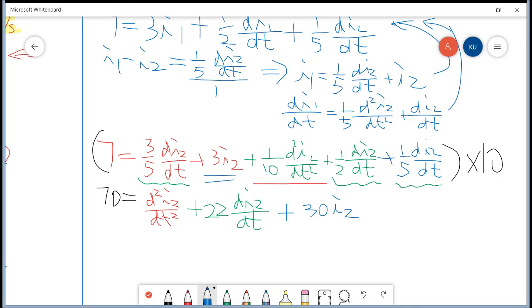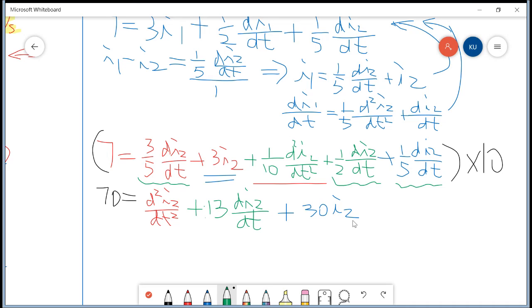One fifth... Oh, not correct. This one should be, this is not correct. 10 times this one, this is only 6. 6 plus 5, 11. 11 plus 2, 13. Only 13, not 22. Oh, this is not 15. This is only 6. Yeah. So it will get a second order ODE like this.